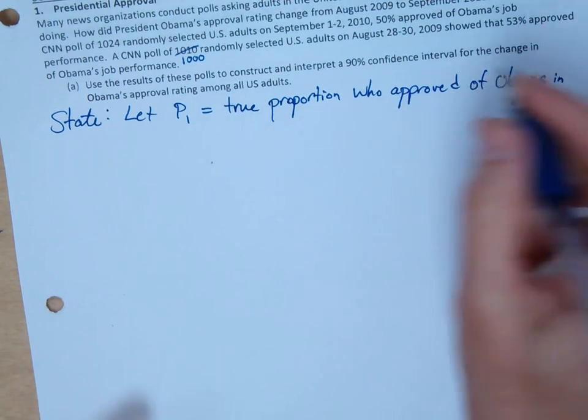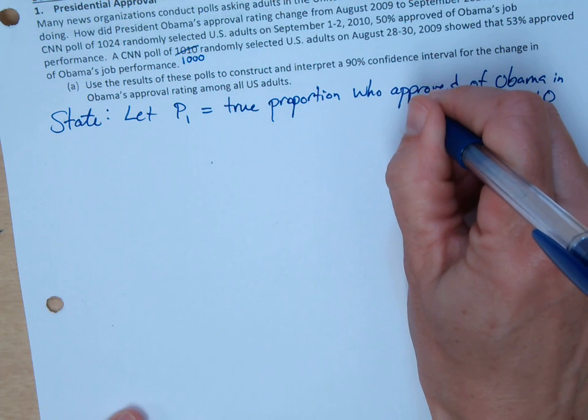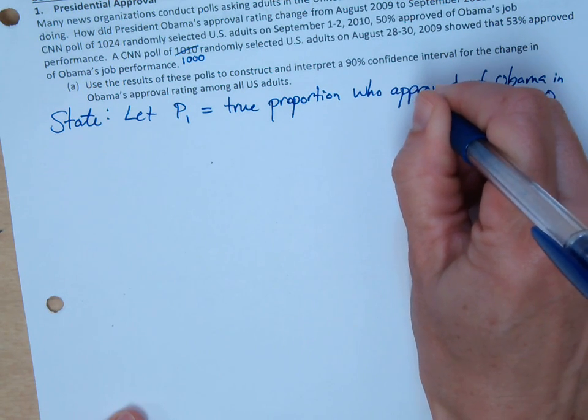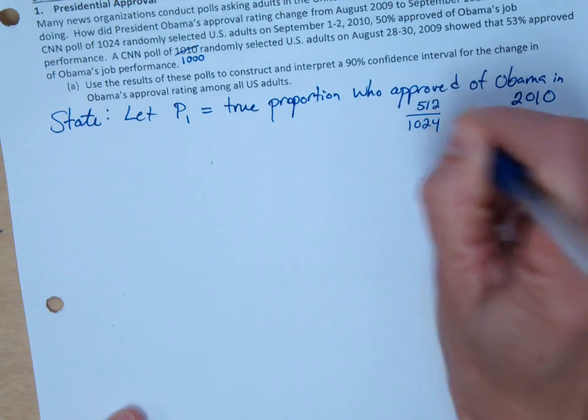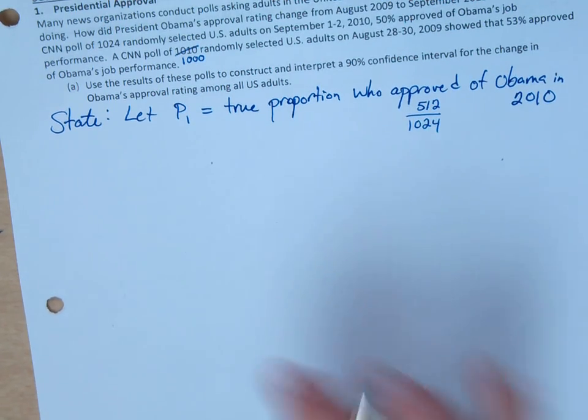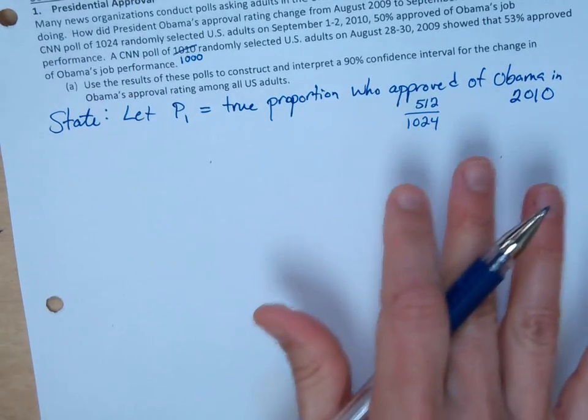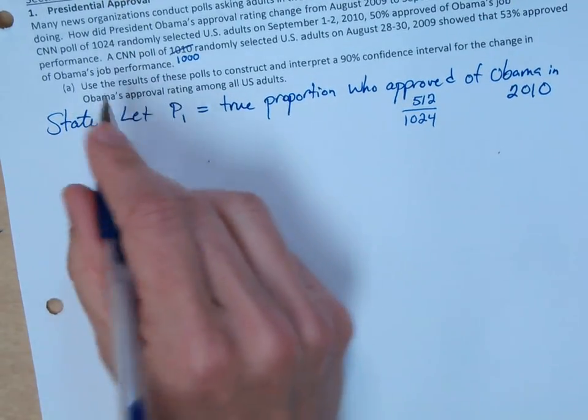So when we enter it in on our calculator to check, we're going to need to use the actual sample numbers of 512 over 1024, which is just 50%. So just put a note. You don't normally have to write that in there, but you're going to need it for the calculator.